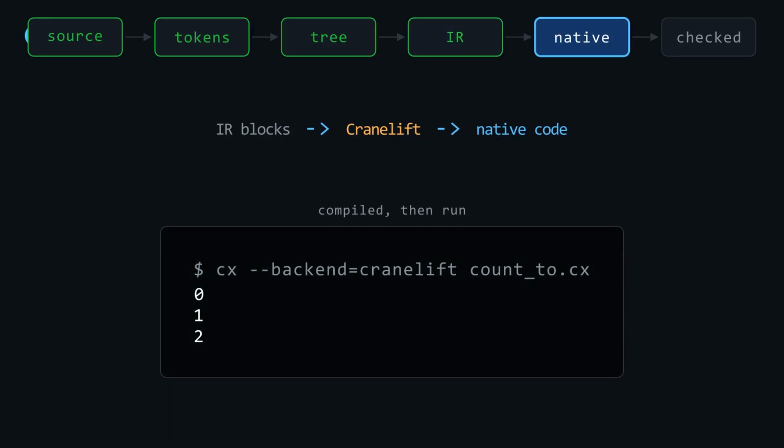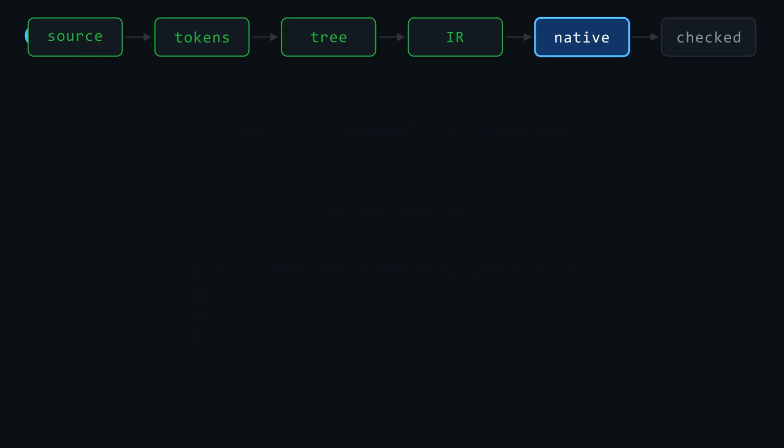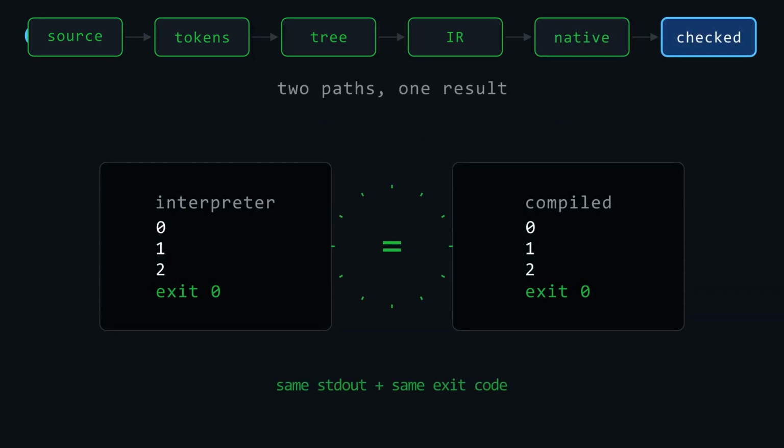Cranelift, CX's native code backend, takes the blocks and emits native code, real machine instructions for your processor. Then we run it. 0, 1, 2. That output was not interpreted a line at a time. It was compiled down to machine code first and then executed. But here is the question that should bother you. How do we know the compiled version is actually correct?